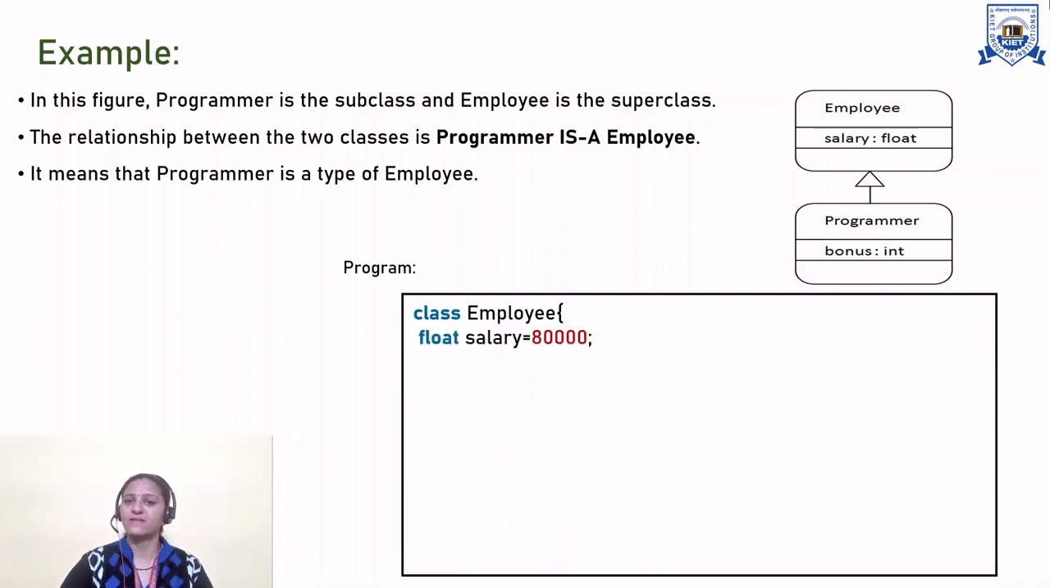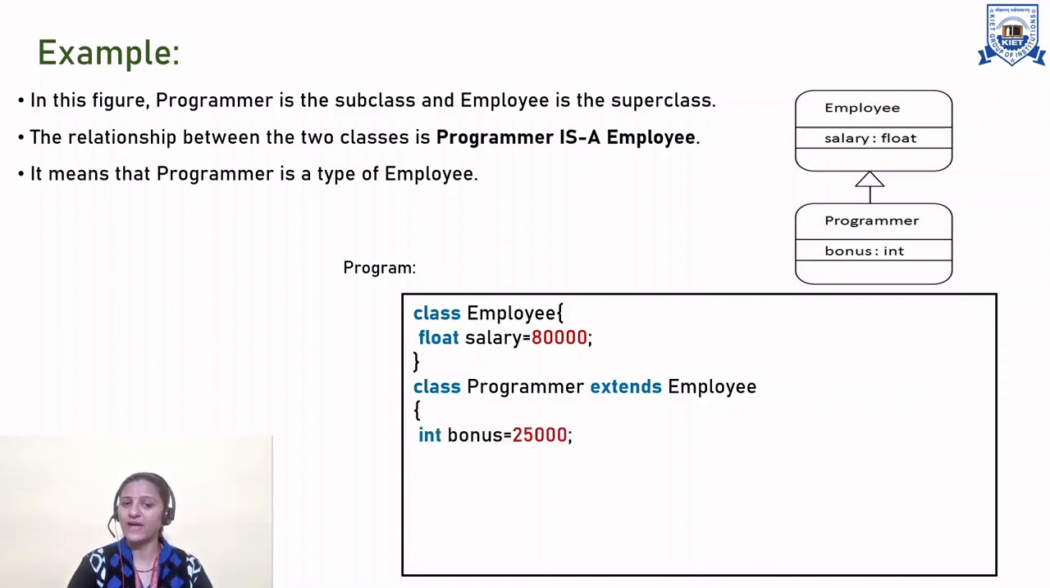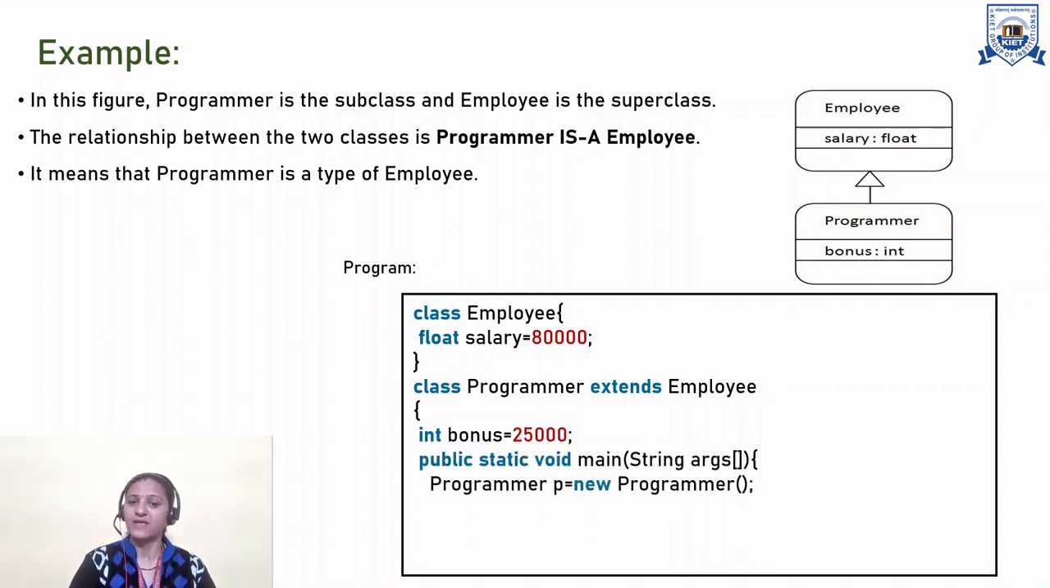It has the attribute salary of the float type, and the value is 80,000. Now we are making a child class, programmer, which is extending the feature of the employee class. It has its own variable bonus, and the bonus is 25,000. Inside the main, we made the object of this derived class, because this is the class which is sharing the features of this parent.